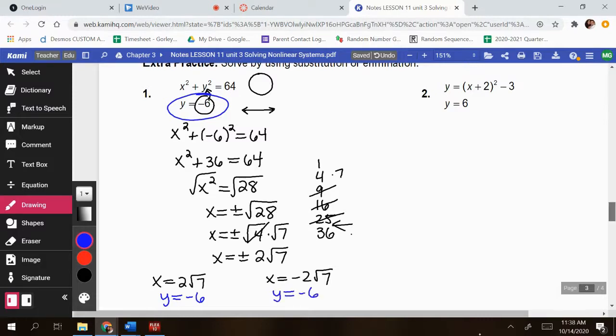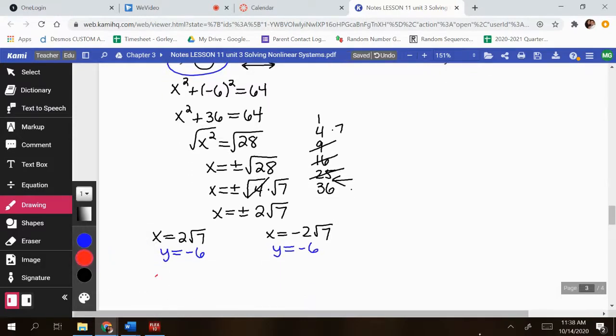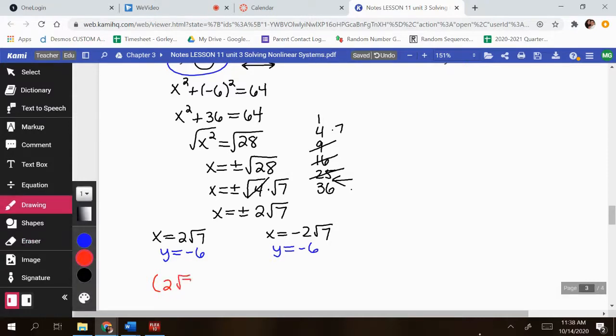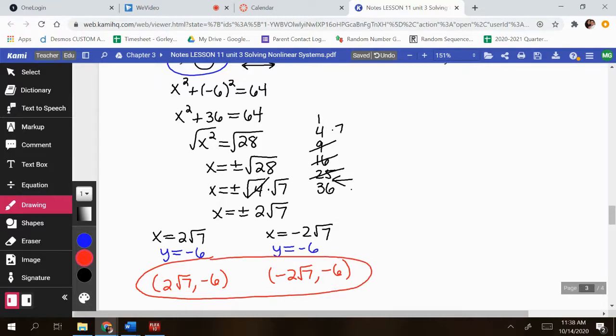So we can write our 2 ordered pairs that are our solutions. When x is 2 root 7, y is negative 6. And when x is negative 2 square root 7, y is negative 6. Okay, so those would be our 2 points of intersection.